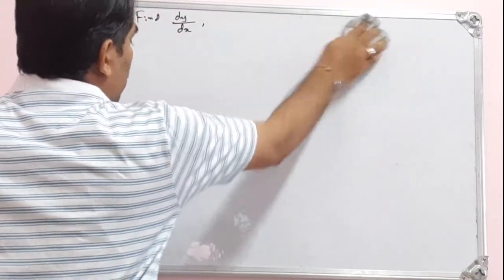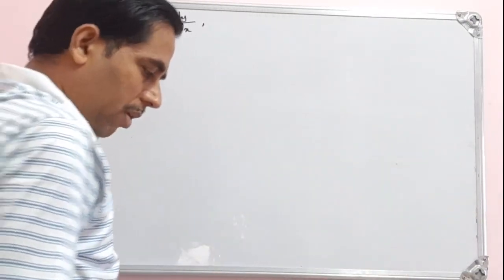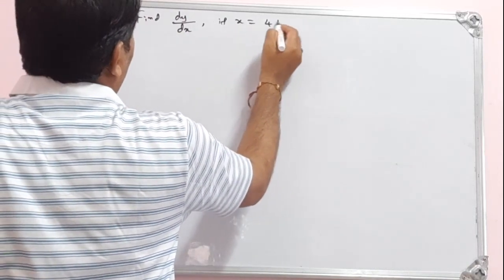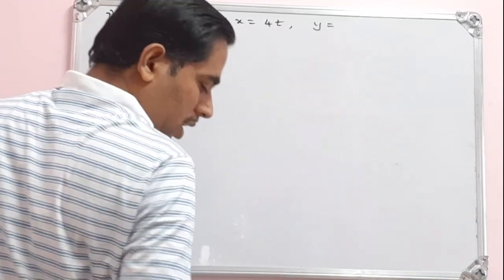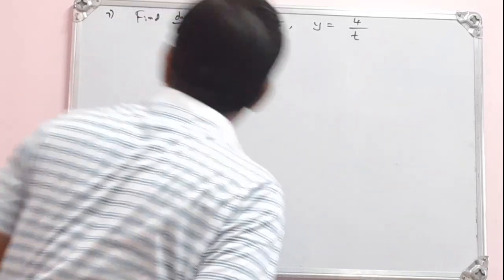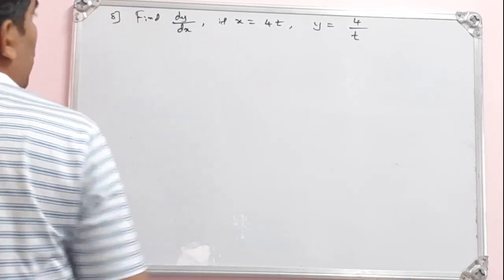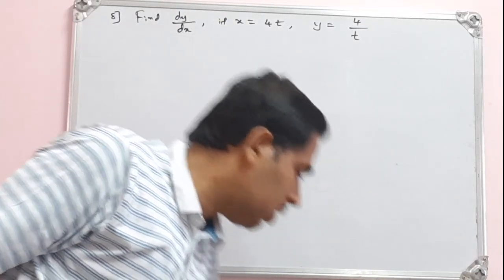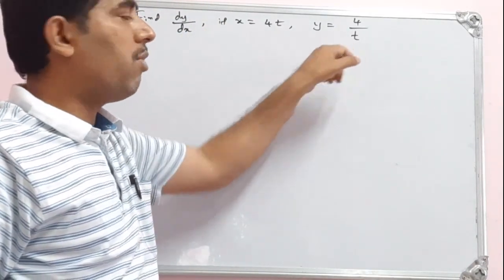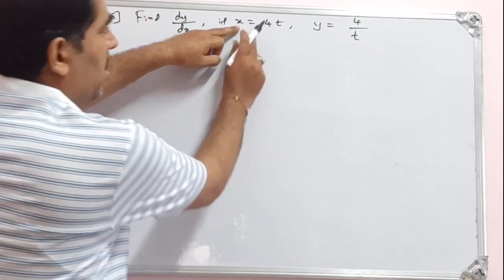Then let me consider another problem here. If x is equal to 4t and y is equal to 4 divided by t, these are the given functions. Let me mark it as the 8th one. Find dy by dx if x is equal to 4t, y is equal to 4 by t. Obviously here the parameter is t.